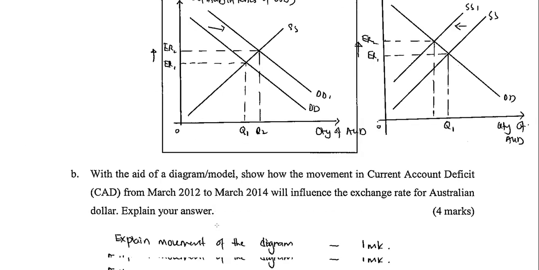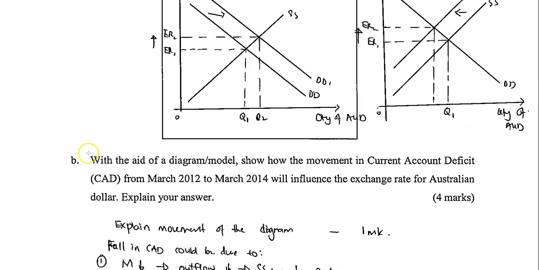All right, part B. With the aid of diagram or model, show how movement in current account deficit from March 2012 to March 2014 will influence the exchange rate of Australian dollar. Okay, this question has two parts. First of all, they need you to analyze from March 2012 to 2014, what was the current account deficit movement.